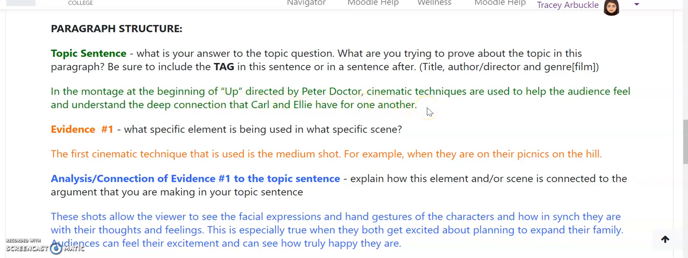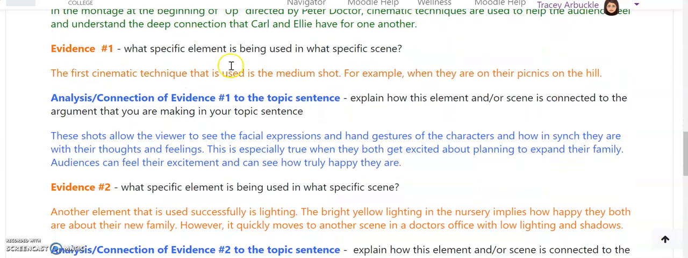So I'm clearly going to be talking about how the cinematic techniques are just allowing the audience to see how much they love one another. So the next thing I want to do is provide a specific piece of evidence. So I'm going to talk about the medium shot first. So my sentence will look something like this.